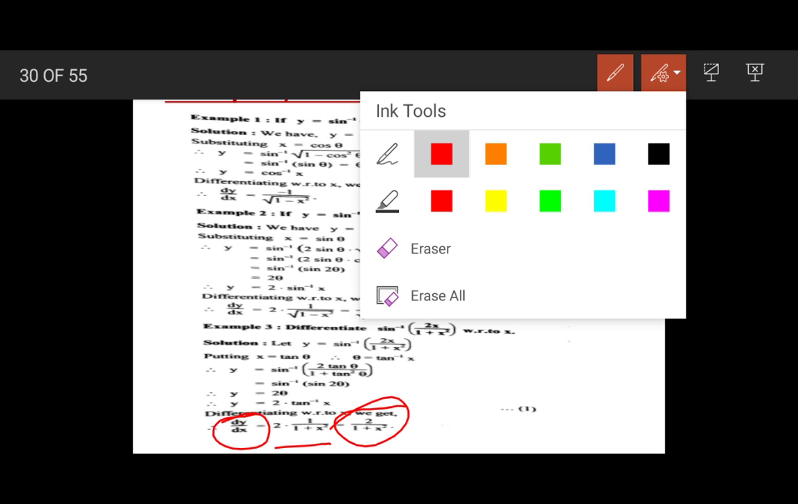But theta is what? Theta is tan inverse x. So 2 into tan inverse x. Okay. Now differentiating y with respect to x. So we will get dy upon dx as 2 into 1 upon 1 plus x square. So 2 upon 1 plus x square is the derivative. Okay.